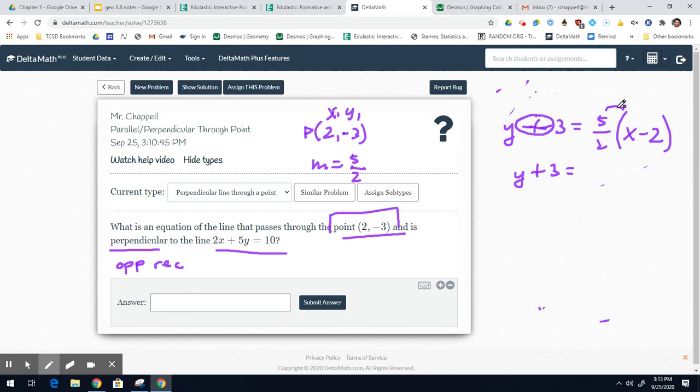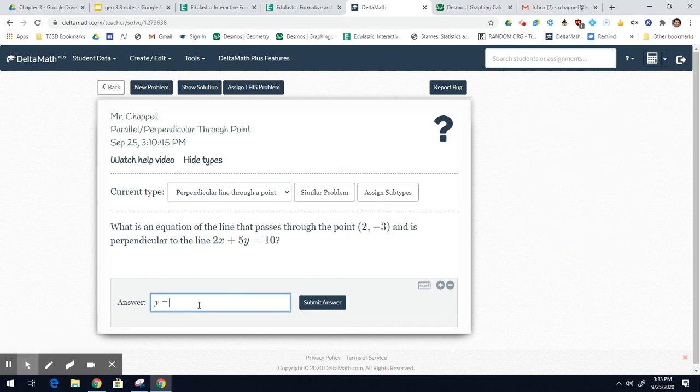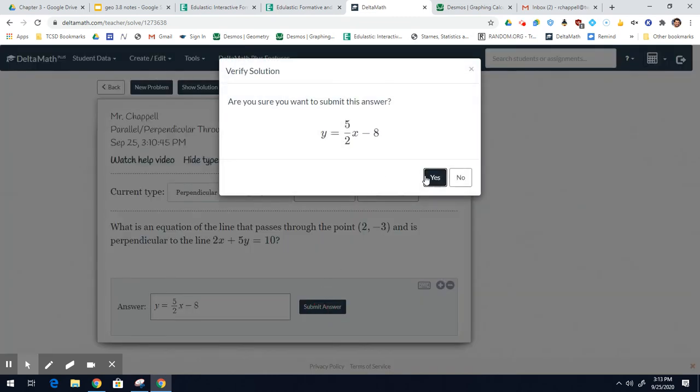Distribute the 5/2. 5/2 x is 5/2 x. And then do 5/2 times negative 2 in Desmos. You'll get negative 5. Subtract 3 from both sides to get y all by itself. And you get 5/2 x minus 8. And there's our answer. 5/2 x minus 8. Y equals 5/2 x minus 8. Submit my answer. Cross my fingers.